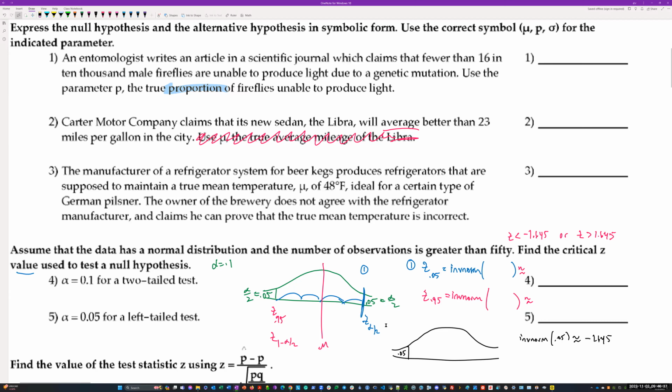No. What does inv norm expect? What do you have to type in here? You've got to give it the area to the left of the position. Is that correct? So 0.95. What is inv norm of 0.95? You should know what the answer is. 1.645.